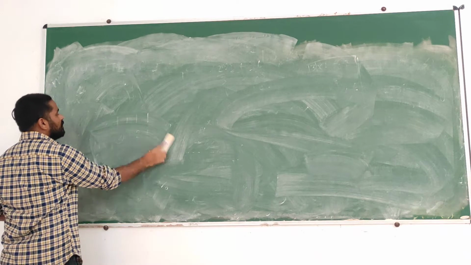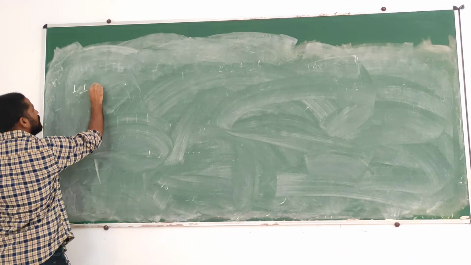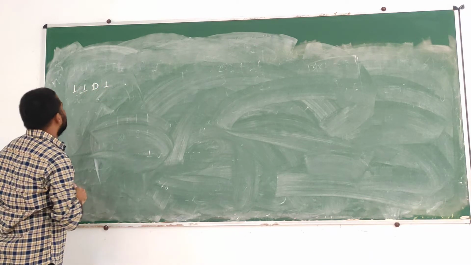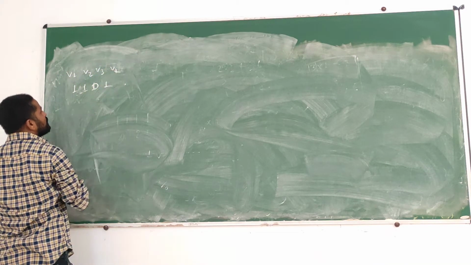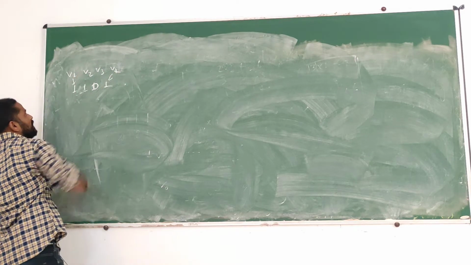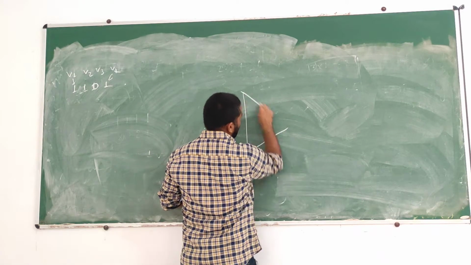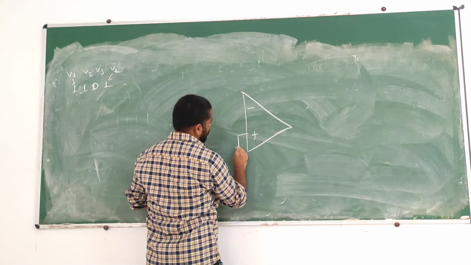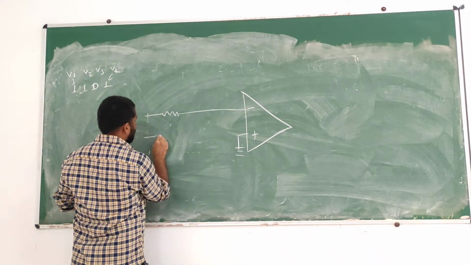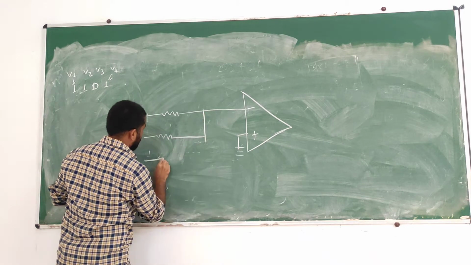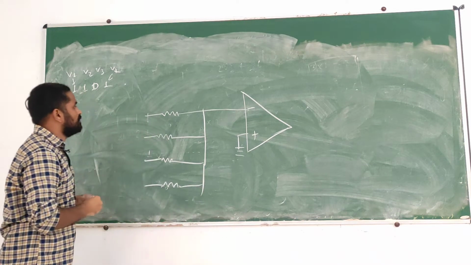Now in the same manner we are going to do it. Suppose these are the 1 1 1 numbers we have taken. Now we have V1, V2, V3, V4. We are saying V4 is the LSB and V1 is the MSB. Now we are just going to draw the summer circuit in the same manner. This is the summer circuit we have drawn.